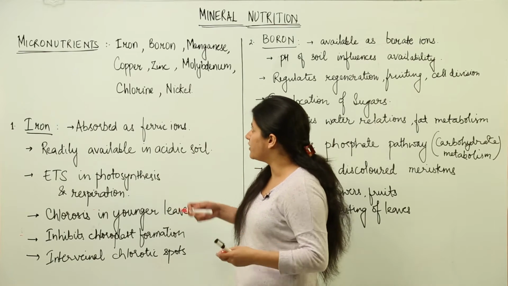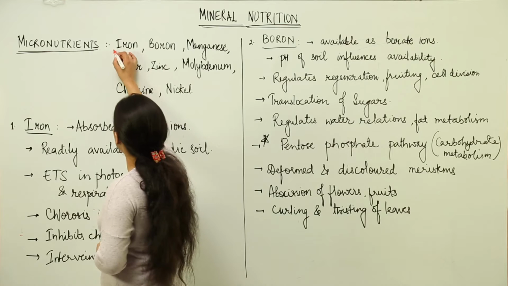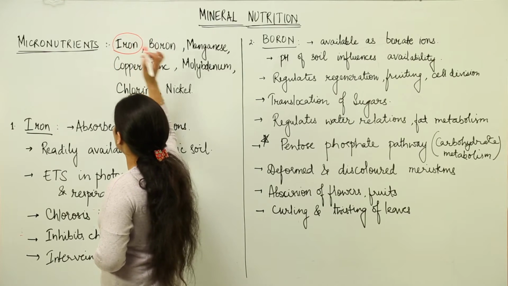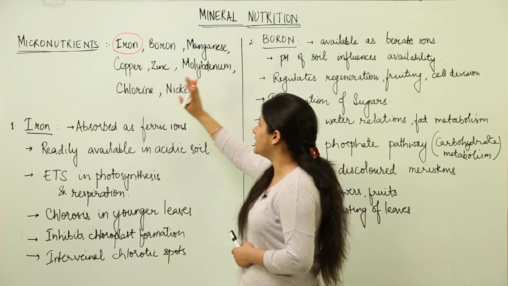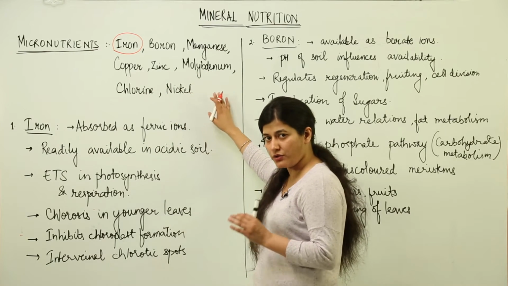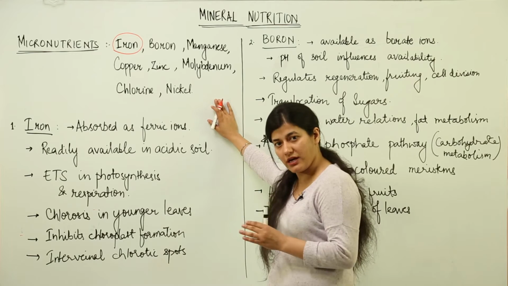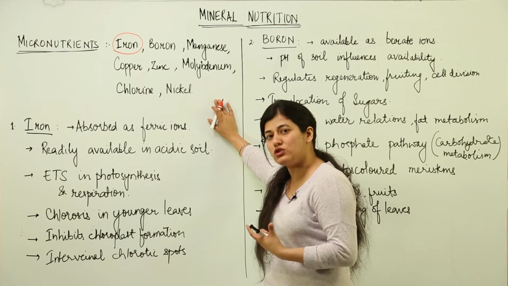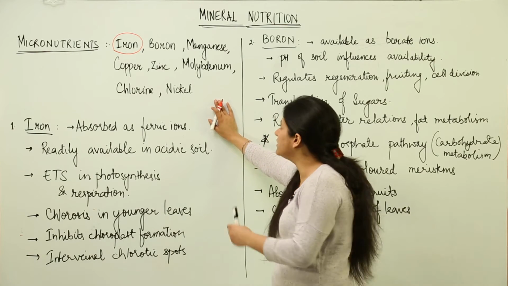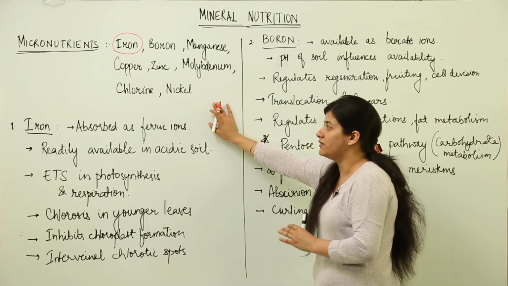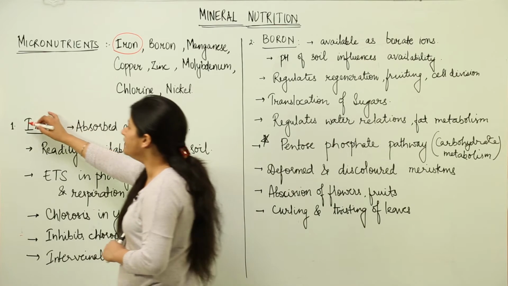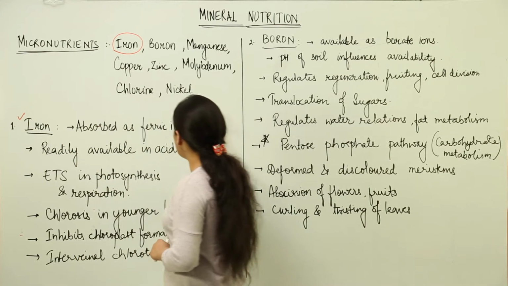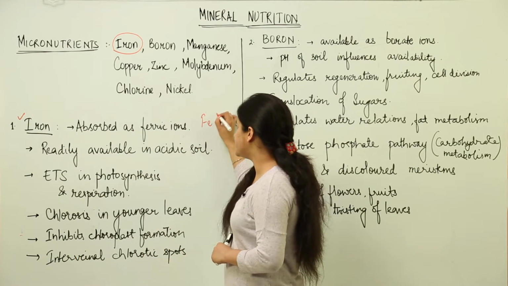And when we study micronutrients, the most important micronutrient is iron. Rest: iron, boron, manganese, copper, zinc, molybdenum, chlorine and nickel, these micronutrients need to be available in the soil for the plant, so that the plant can conduct its vital activities in the presence of these micronutrients. So first we are going to take iron. It is absorbed in the form of ferric ions from the soil.